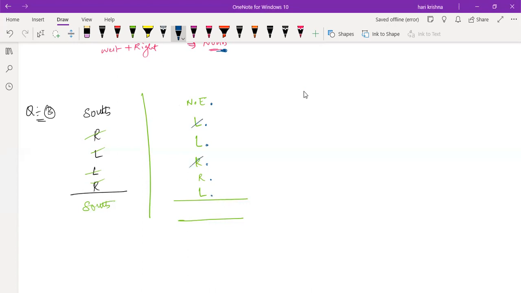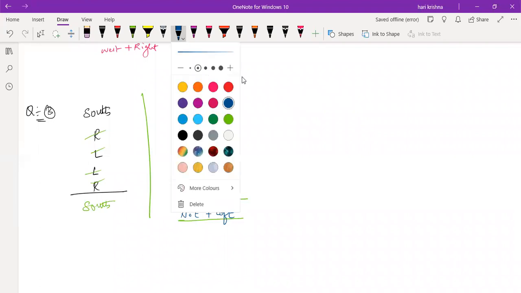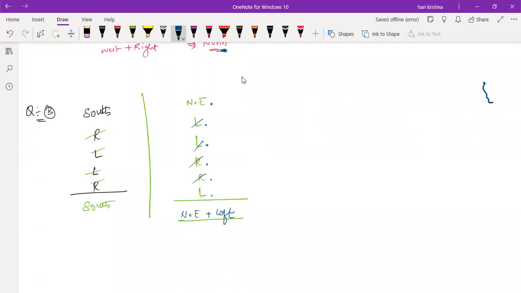Left and right will cancel out each other. Northeast plus left. So what is northeast plus left?